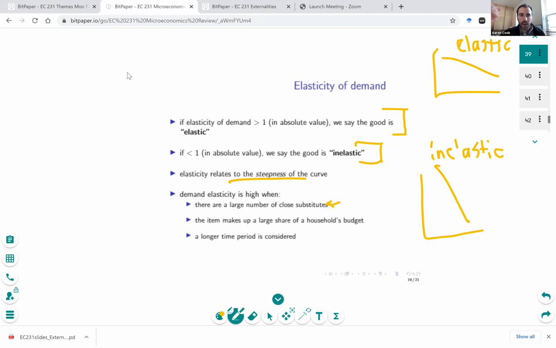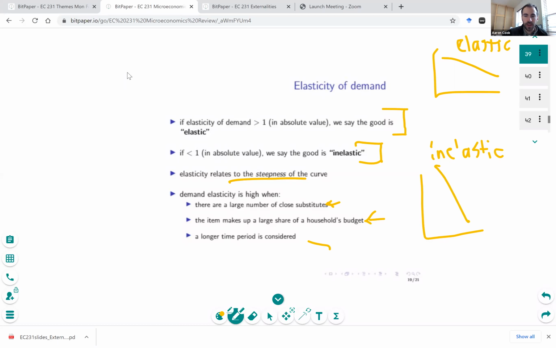When the item makes up a large share of the household budget, you're going to be a lot more responsive to price. You're going to be paying attention a lot more to price for something like a car than something like table salt. If the price of table salt goes up, you might reduce your consumption a little bit, but you may not even notice, and you might not even change your behavior at all if that happens.